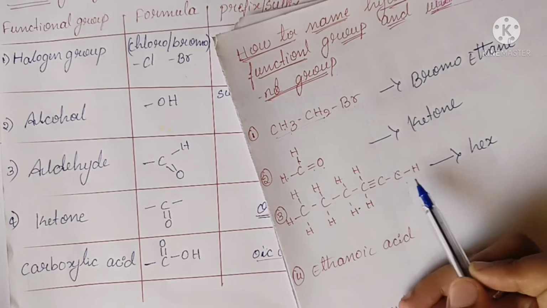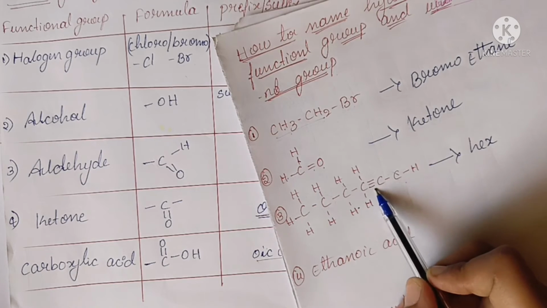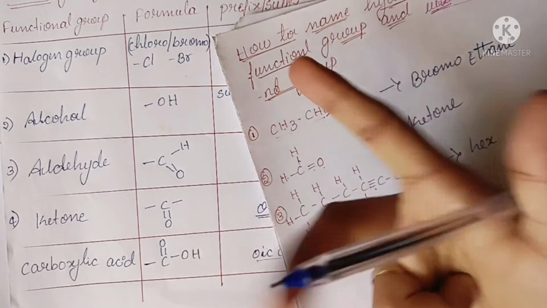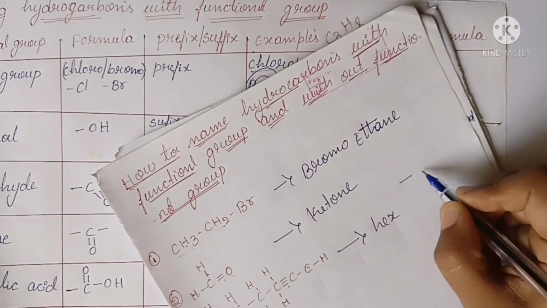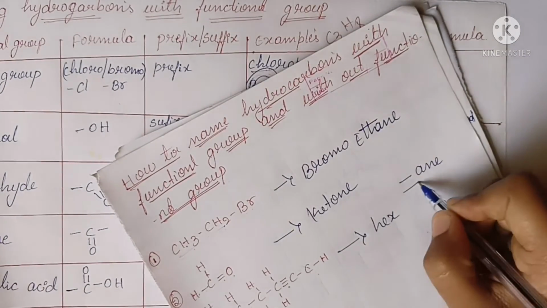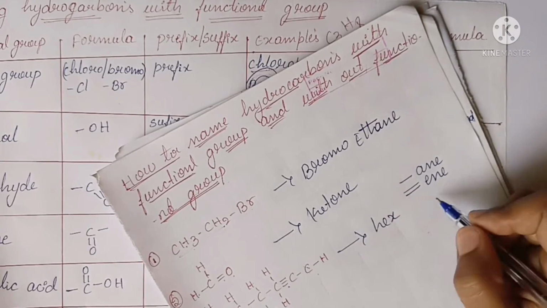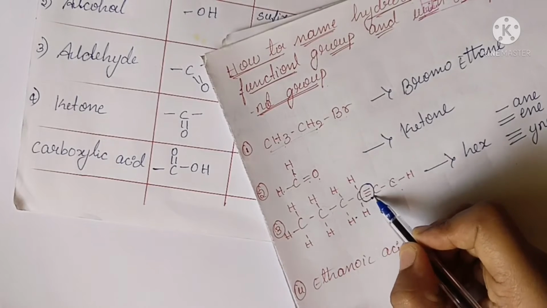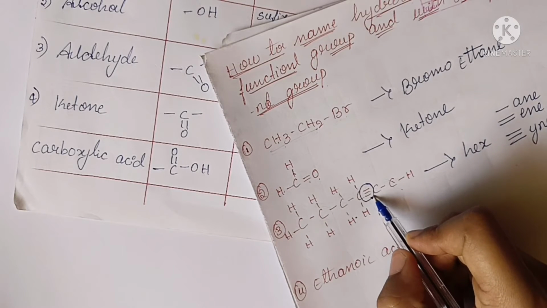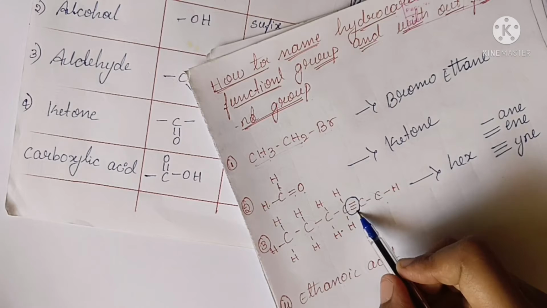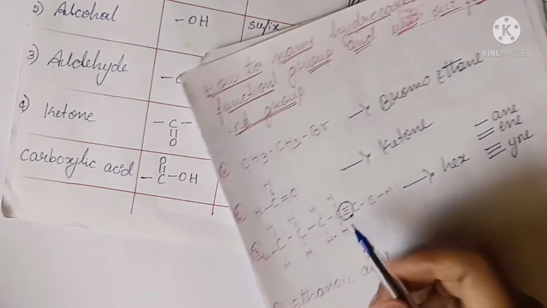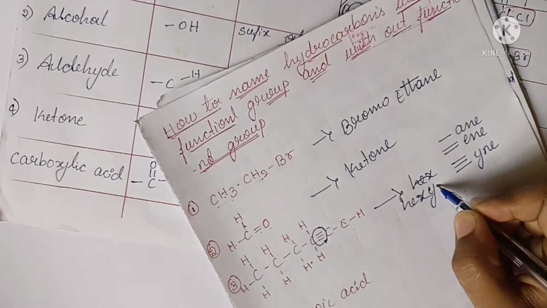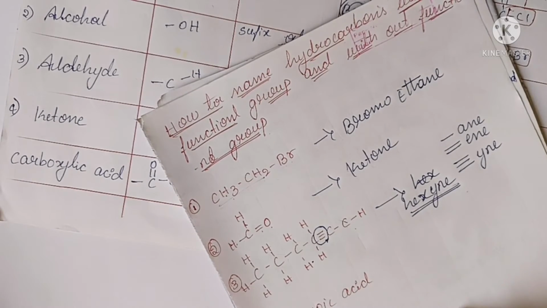Fine. Next you have to see how many bonds there are. Is there a single bond, a double bond, or a triple bond? If a single bond is there, we mention it as "ane". If a double bond is there, we mention it as "ene". If a triple bond is there, we mention it as "yne". Here you can see only one triple bond is there. It's not a matter, my dear, whether one triple bond or 2 triple bonds. Triple bond is there, right? So we mention it as hex, and triple bond is "yne": hexyne. This is how we have to name it.